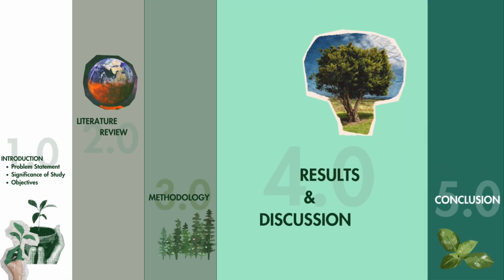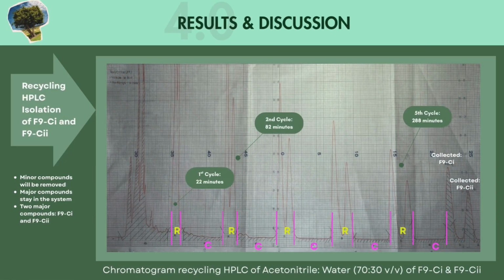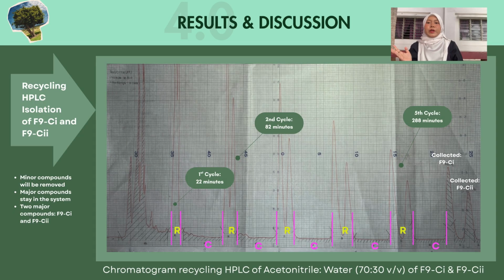Now, we are moving on to chapter 4, where I'm going to show you the result and discussion for my study. So, this is the chromatogram of recycling HPLC, where the first cycle started after 22 minutes and the second cycle started after 2 minutes, where the peaks slowly separated into two peaks, which indicates there are two pure compounds, where we label it as the collector F9C1 and also collector F9C2. The minor compounds will undergo the recycling process, meanwhile the major compounds will stay in the system.